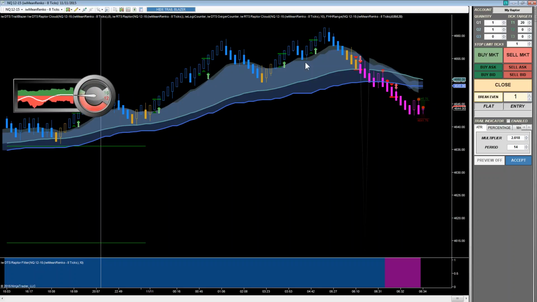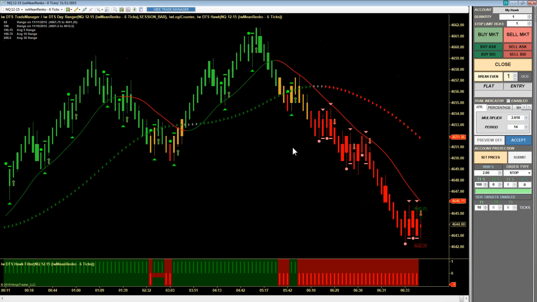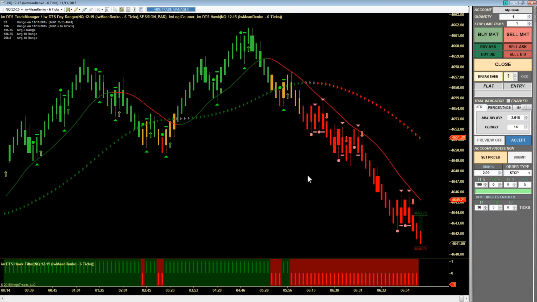Now, what confuses some people about the DTS system is it looks like you're getting a lot of signals when in actual fact, even though you're seeing a lot of arrows and triangles and hash marks here, we're not necessarily keen on taking every single signal. We're going to be focusing on the higher probability signals. And I'll be explaining some of those as the morning goes on.